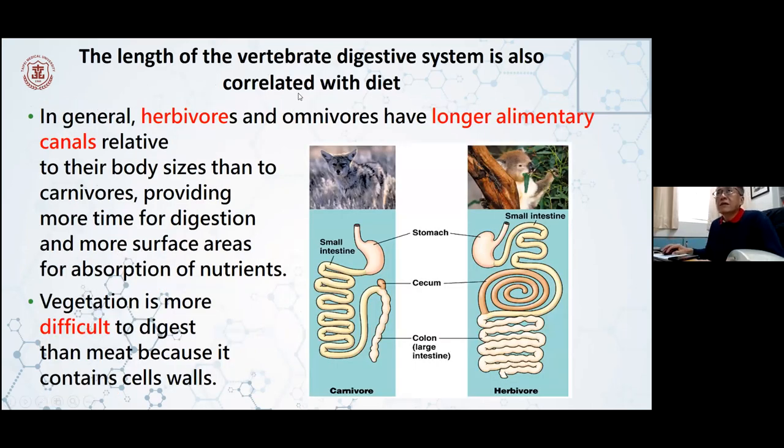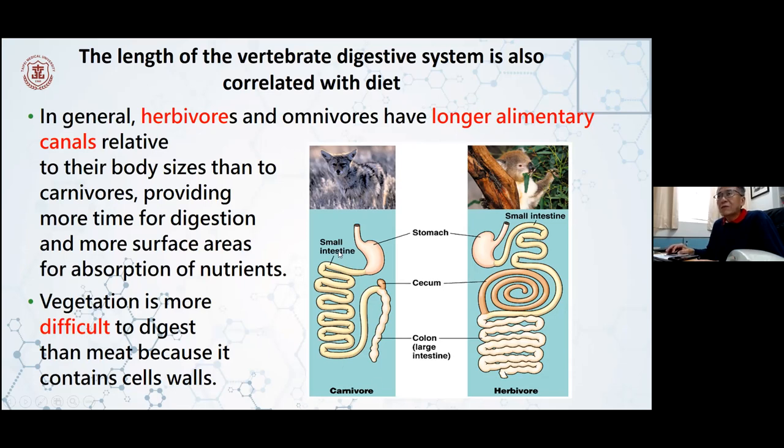And different animals have different lengths of digestive systems. The length of the vertebrate digestive system is also correlated with the diet. As I mentioned before, herbivores and carnivores use different food sources. One uses plants for energy, the other uses meat. So the herbivores have a longer alimentary canal.